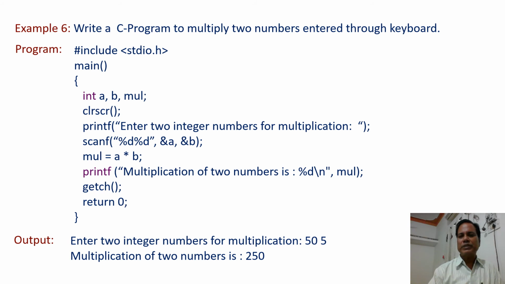Initially this message was displayed, enter two integer numbers for multiplication. Then we enter 50, then space 5 and press the enter key. Once the enter key is pressed, the next output message, that is multiplication of two numbers is, and their multiplication gets printed at this point.